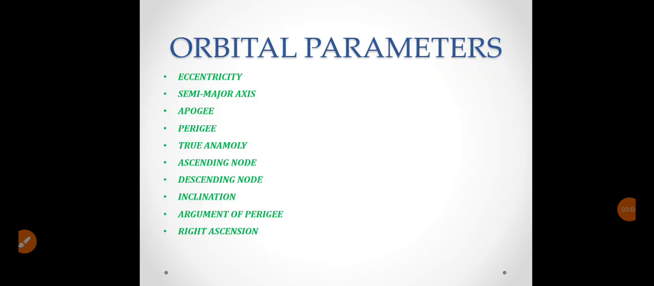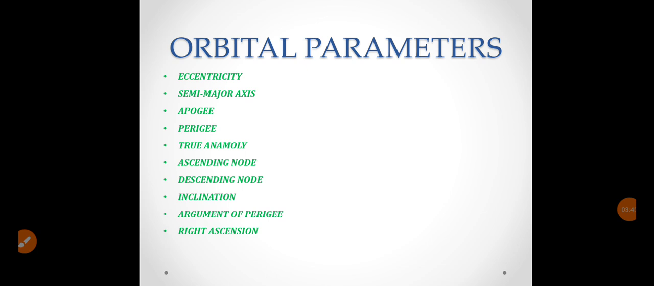Basically, Earth orbiting satellites are defined by orbital elements, which are referred to as the Keplerian element set. They are eccentricity, semi-major axis, apogee, perigee, true anomaly, ascending node, descending node, inclination, argument of perigee, and finally right ascension. We are going to discuss these parameters in detail. The first one is eccentricity. It gives the shape of the satellite's orbit.